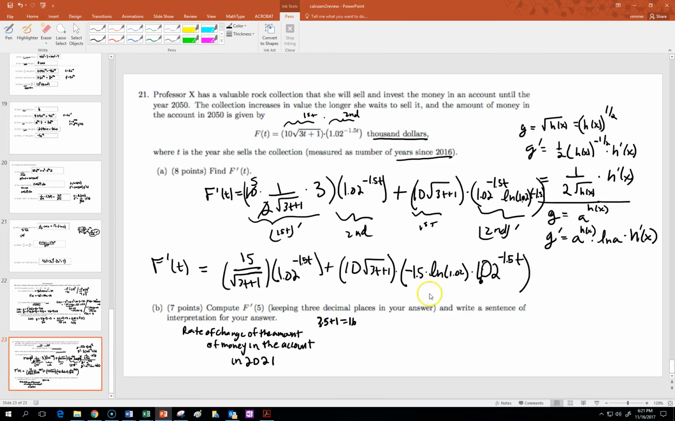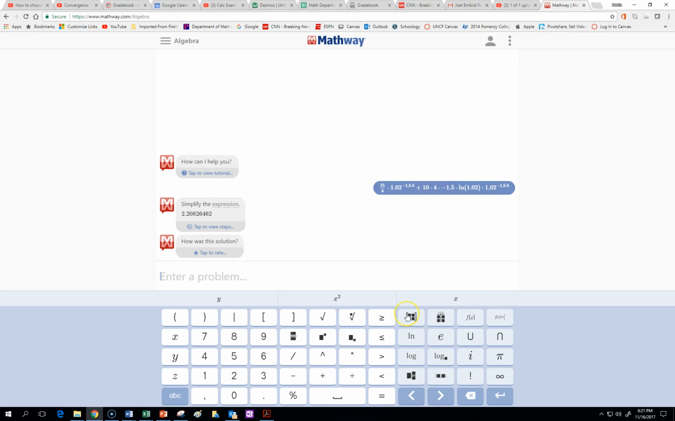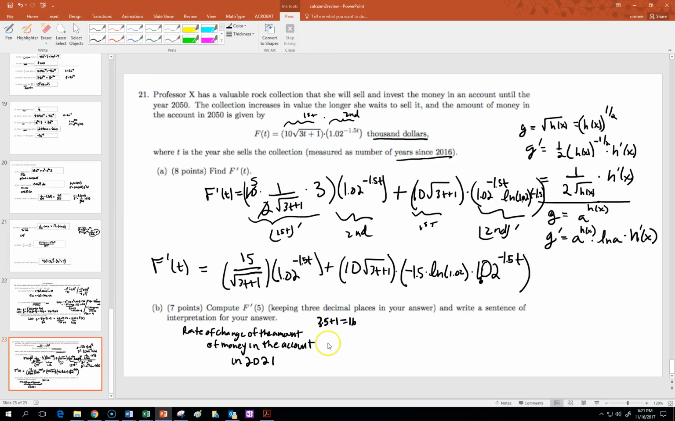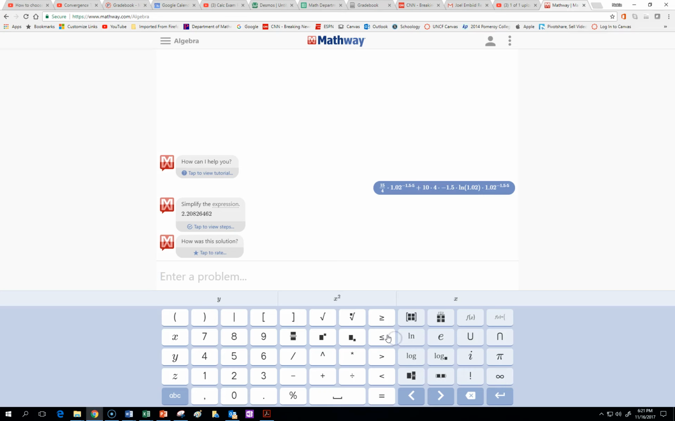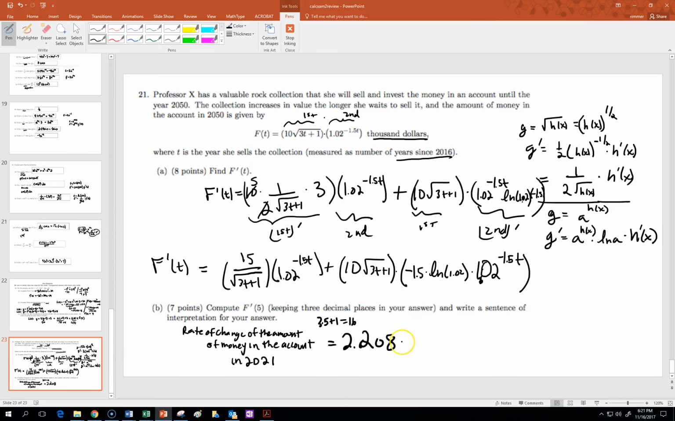Round your answer to 3 decimal places. So 2.208. Okay, great. 2.208. Yep. And the units are thousands of dollars per year.